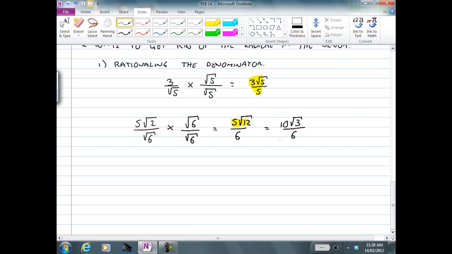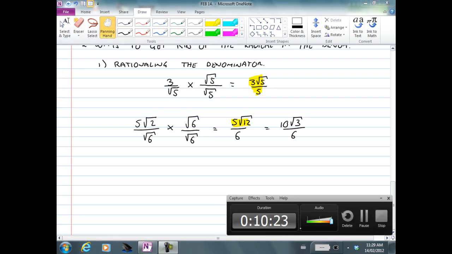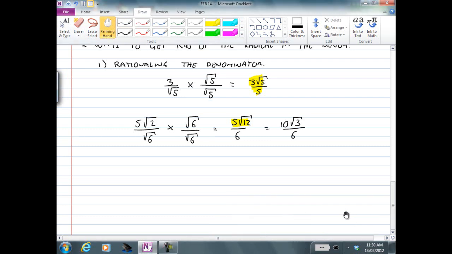But we're not done yet. Why isn't it done yet, Harsh? Sammy, why isn't it done? Sorry? You can reduce it even further. I'm going to pause it right here. Remember, 10 and 6 are the outside numbers, or my coefficients. I can reduce this by 2. So this becomes 5, this is 3. Your true final answer is 5 root 3 over 3.